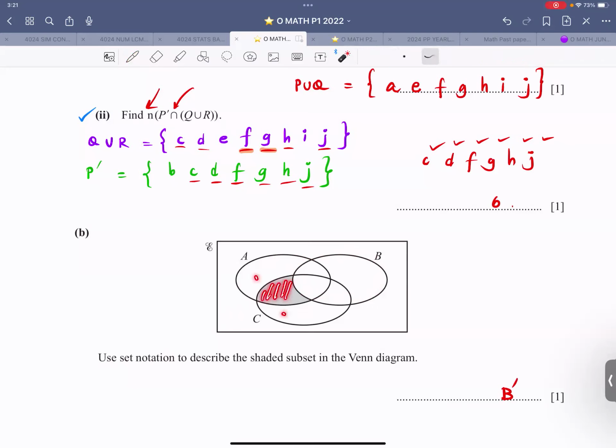So A intersection C is the whole thing, but we are intersecting with B complement. So let me write A intersection C inside a bracket intersecting with B complement. Double check. This is B complement, and we are intersecting with the common of A and C, which is only this. So that's the answer for this part.